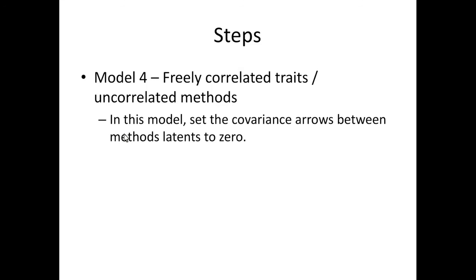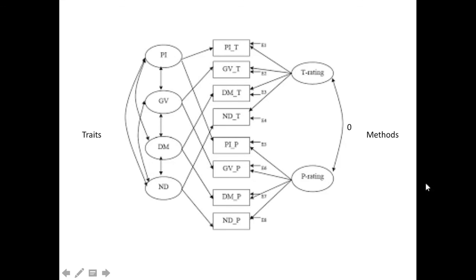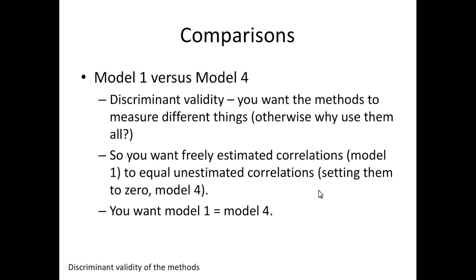Now this is a weird step. Model 4 is freely correlated traits and uncorrelated methods. So we're going to set the covariance between methods to 0. Okay, so we're going to set this side to 0. And what that implies is that the methods are distinct animals, so that they are different things. And if our methods correlation is above 0, that implies they're measuring the exact same variance, and that means why use both of them. Okay.